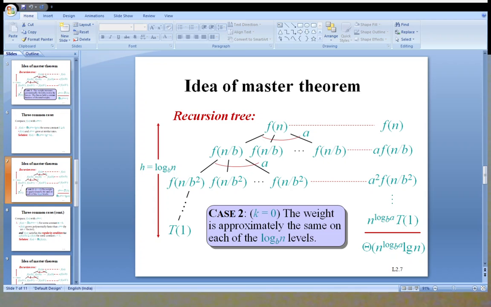Now the case 3. In case 2, as I've told you, the weight is approximately the same at each level. In case 1, the weight was increasing with the increasing levels, and in case 2, the weights at each level are nearly equal. So in this case, the complexity is n raised to log a base b times log n.